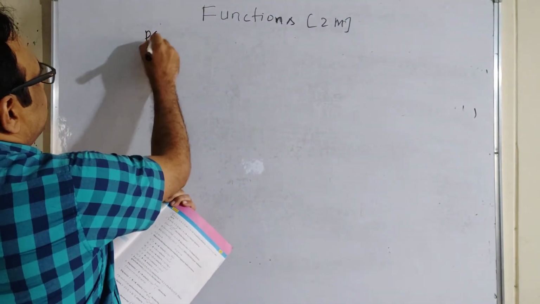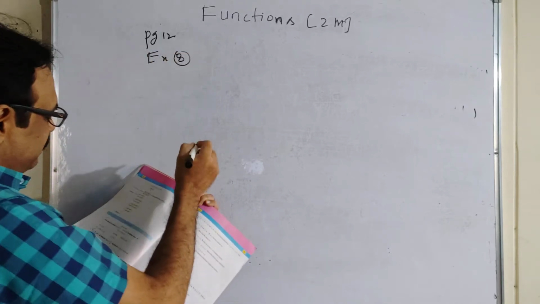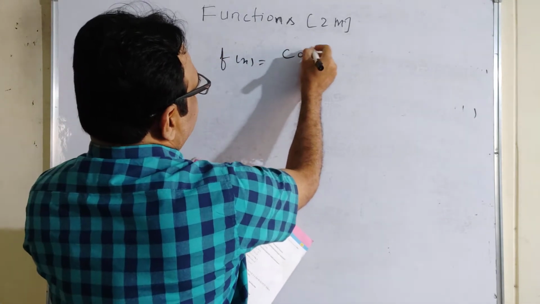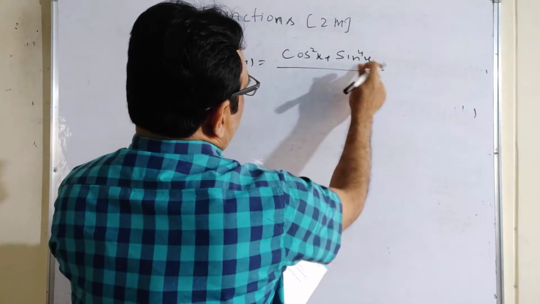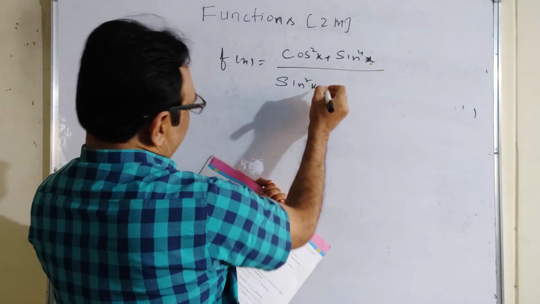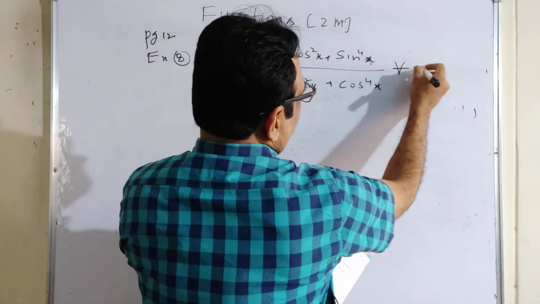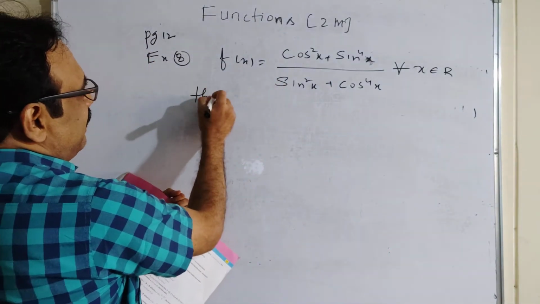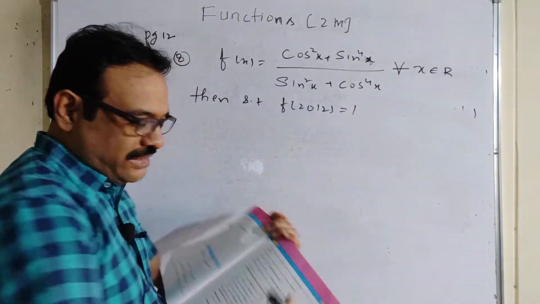Page number 12, and this is example number 8, a most frequently asked question. What is given is that f of x is equal to cos square x plus sine to the power of 4x. Now I'll write this as sine square x squared, and plus cos to the power of 4x, for every x belonging to real numbers. Now what they are asking: show that f of 2012 is equal to 1.